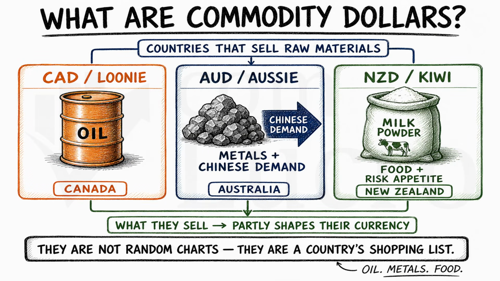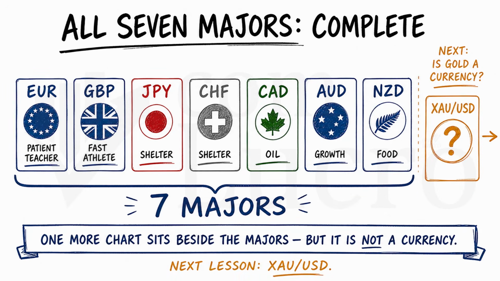So let's bring it home and answer the question we opened with. What are the commodity dollars? They're the Canadian dollar, the Australian dollar, and the New Zealand dollar. The currencies of 3 countries that make their living selling raw materials, so each one partly tracks the price of what it sells. Oil for the Loonie, metals and Chinese demand for the Aussie, food and the world's appetite for risk for the Kiwi. They're not random charts, they're the price of a country's shopping list. And with that, you've now met all 7 majors: the patient teacher, the fast athlete, the 2 shelters, and these 3 that follow the price of things.